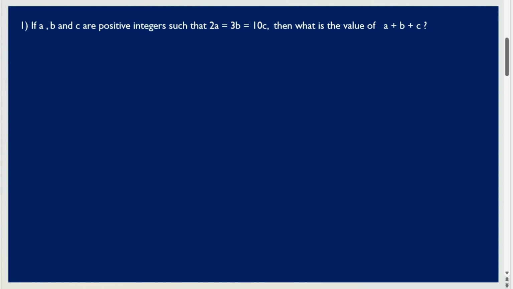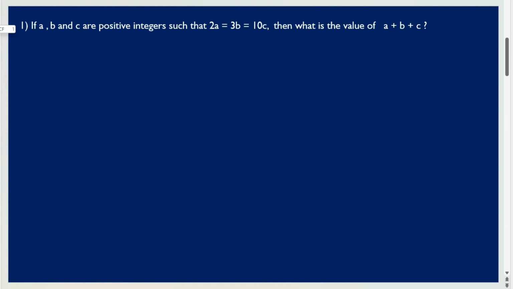And here, when it says positive integers, what are integers? Integers are negative numbers, zero, and positive numbers. And right now it says only positive integers, so it's only going to be that part. So when it says positive integers, it's just going to be positive numbers.